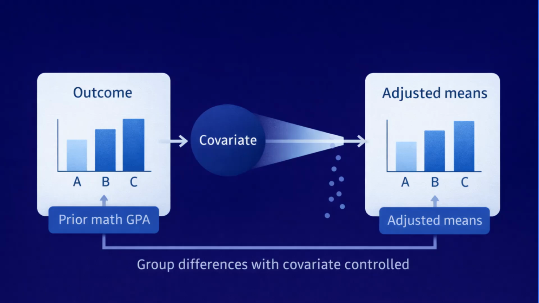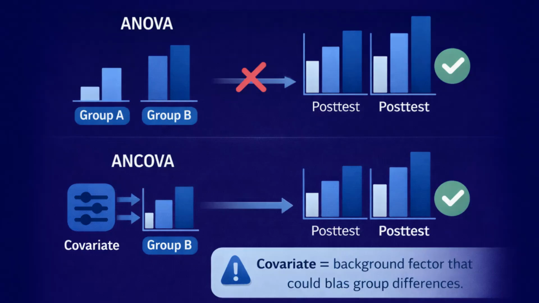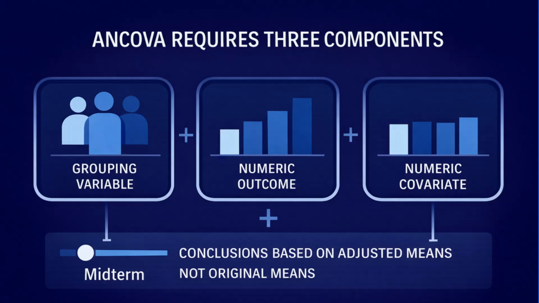Because ANCOVA changes how group differences are evaluated, wording and alignment matter. The research question must explicitly state that group differences are examined while controlling for a covariate. That phrasing signals that the analysis is ANCOVA rather than ANOVA, and helps prevent causal overstatement. For example: Is there a statistically significant difference in post-test achievement scores among the 3 instructional model groups after controlling for pretest achievement scores?